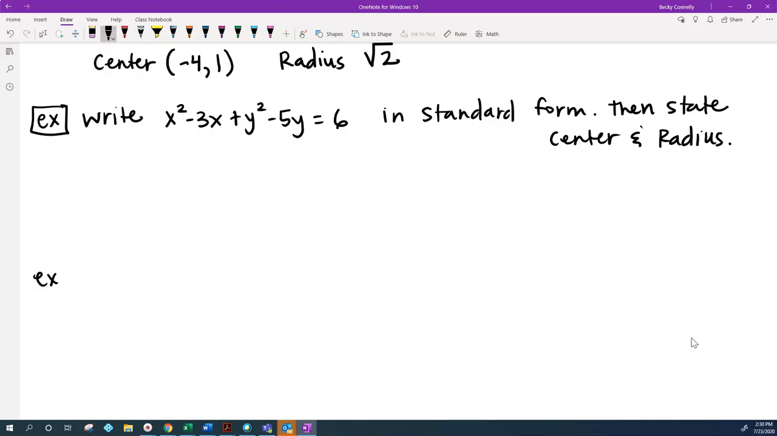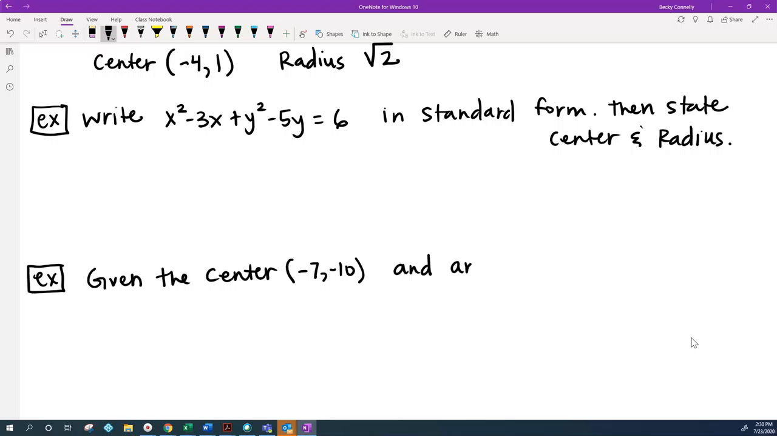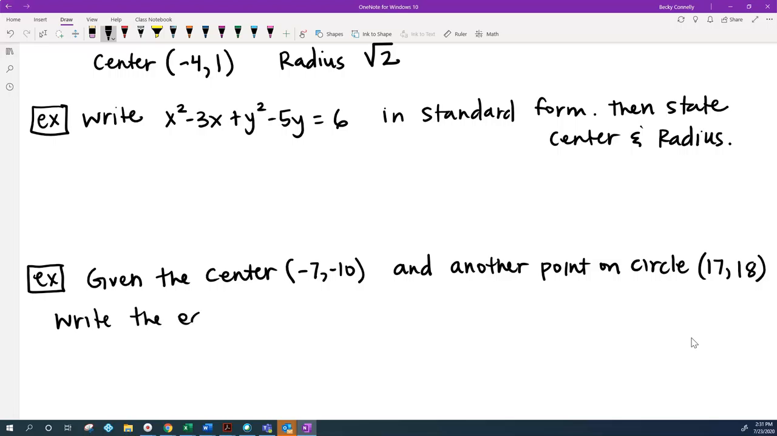Okay, and then the other one I want you to try, so I'm just going to give you a couple of minutes to work on these, is: given the center negative 7, comma, negative 10, and another point on the circle, 17, 18. Okay. I want you to write the equation of a line. Sorry, I meant circle. Hard to do a line. Write an equation of a circle, given that information.